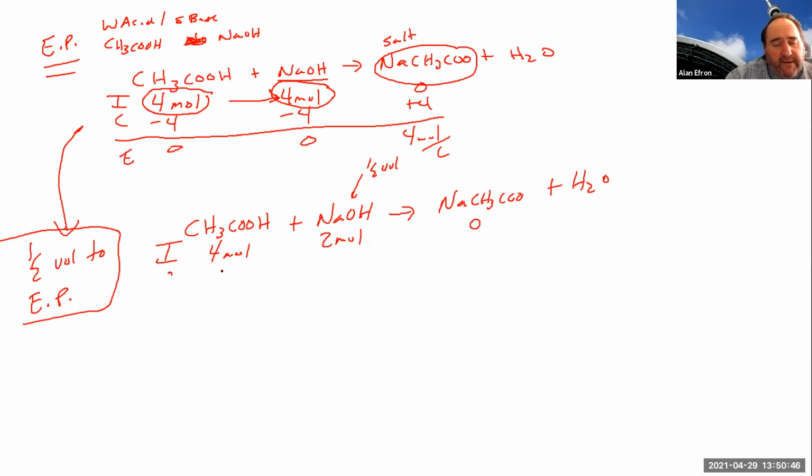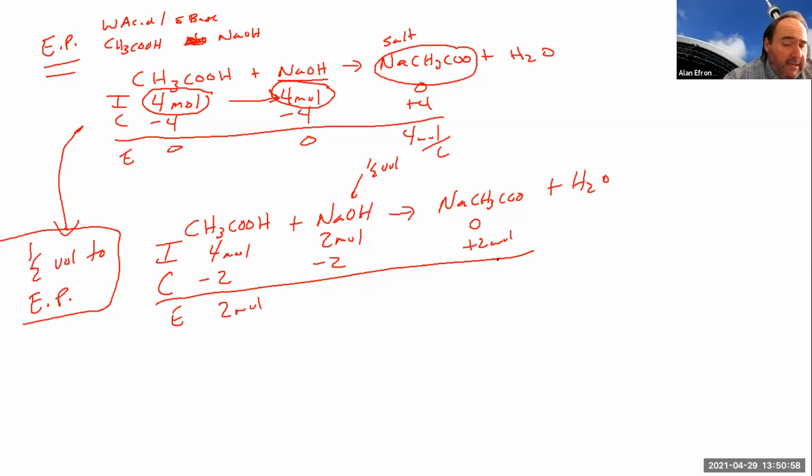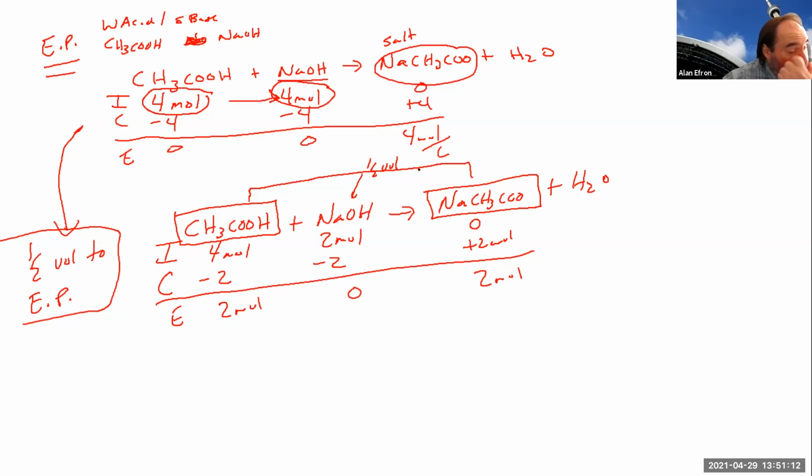So let's see how that affects our table. That means that the change actually will be 2 moles here, 2 moles here, plus 2 moles here. That means when we reach equilibrium, we have 2 moles of acetic acid, none of that guy, and 2 moles of this guy. Now, if we look at what we have left at this point, at half the volume to the equivalence point, that is acetic acid and sodium acetate. That is a buffer, right?